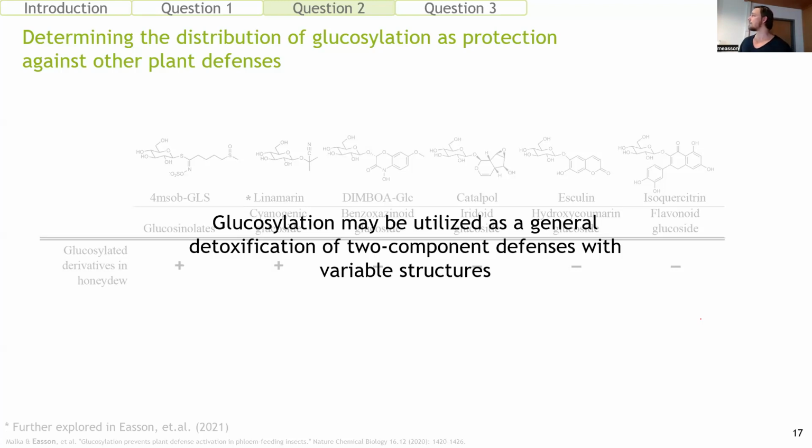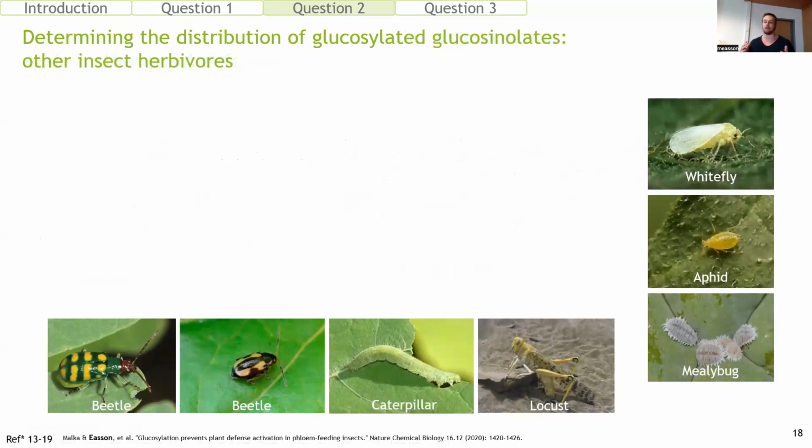Is this actually a unique kind of reaction? Because of course this is the first description of these serial glycosylated metabolites. Were we just missing them before, and now that we actually know what we're looking for, we can detect them in all of these other insect frasses and maybe other honeydews.